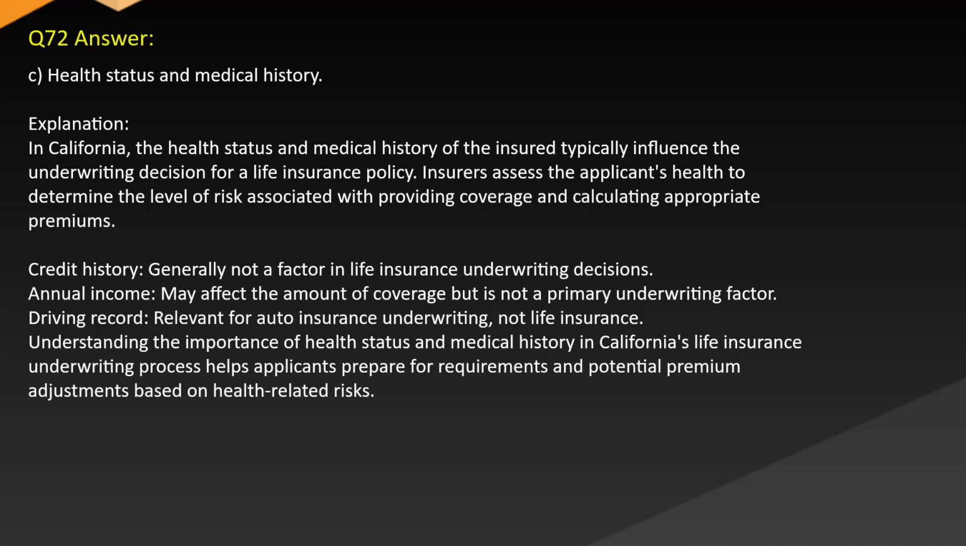Explanation: In California, the health status and medical history of the insured typically influence the underwriting decision for a life insurance policy. Insurers assess the applicant's health to determine the level of risk associated with providing coverage and calculating appropriate premiums. Credit history is generally not a factor in life insurance underwriting decisions. Annual income may affect the amount of coverage but is not a primary underwriting factor. Driving record is relevant for auto insurance underwriting, not life insurance. Understanding the importance of health status and medical history in California's life insurance underwriting process helps applicants prepare for requirements and potential premium adjustments based on health-related risks.